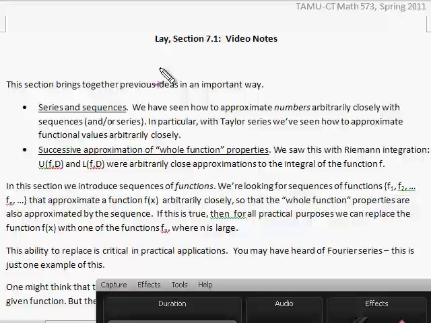Okay, these are the video notes for Chapter 7, Section 1. I do want you to print out these notes and put comments on them and hand them in to me on Tuesday. Alright, this section brings together previous ideas in an important way.